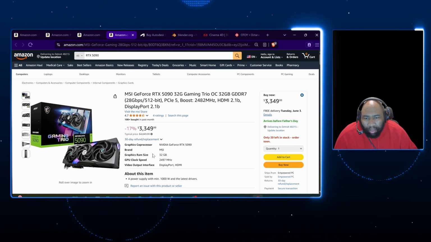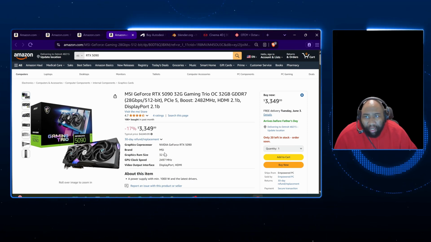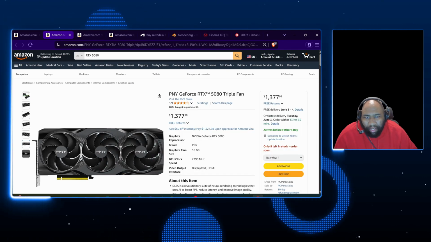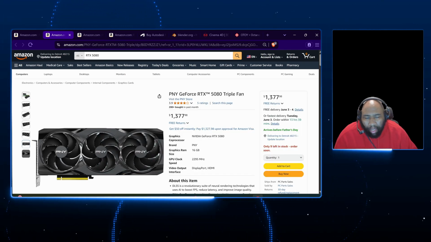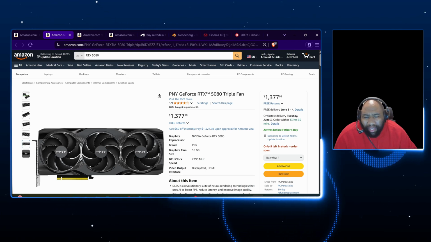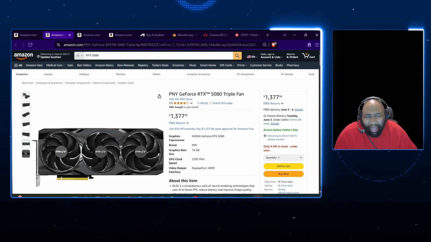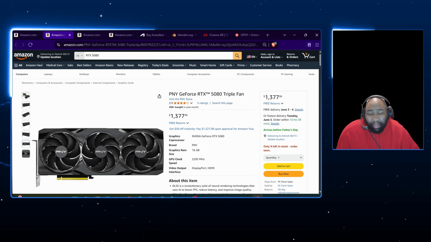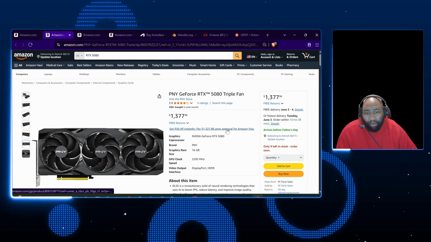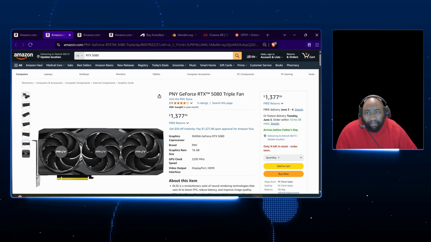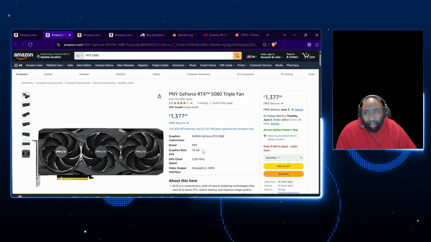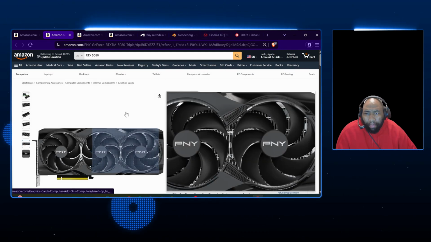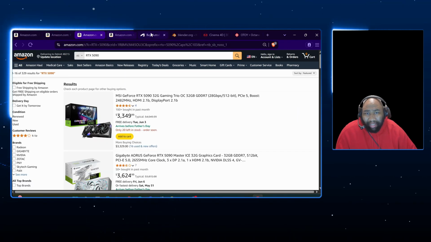32 gigs of graphics RAM on the 5090 and only 16 on the 5080. I don't know if they're going to do a 5080 Ti or things like that. I haven't looked into them because I'm still on the 40 series. I have the 4090, and I have 24 gigs of video memory on my GPU. And that's the thing about it.